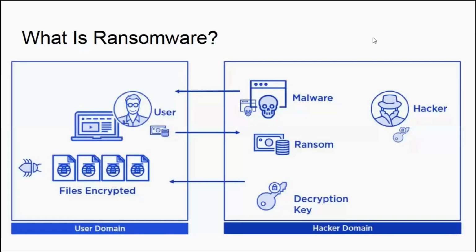Now you can see the ransomware process. First, an attacker pushes the malware into your system. It encrypts your files on the system, and then it calls back to its server with the encryption key, and then makes the demand for the ransom. If the user pays the ransom to the attacker, then they will provide the decryption key to decrypt the encrypted files. So here is the example, and it's easy to understand.